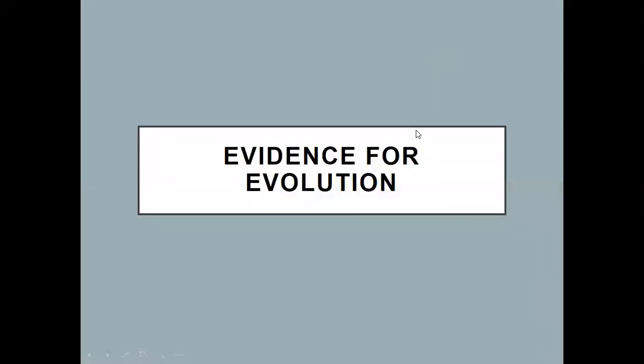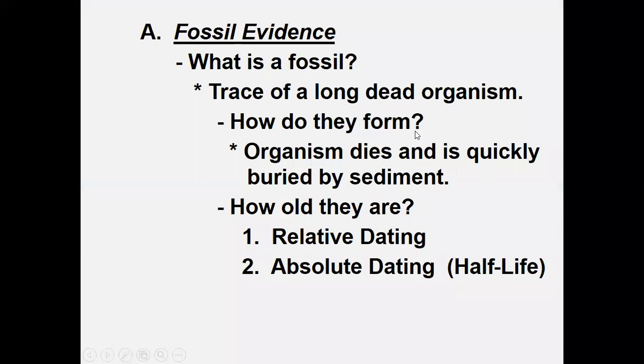Evidence for evolution, there's a lot of it. Fossil evidence, we're going to look at pictures in a moment. So I'll skip over this for just a second. How do we know how old they are? Two ways: relative dating. Where are they physically located in the rock record? Absolute dating. We take a rock, we scrape it, we look for carbon-14 or other radioactive elements. The more there are, the younger it is. The less there are, the older it is.